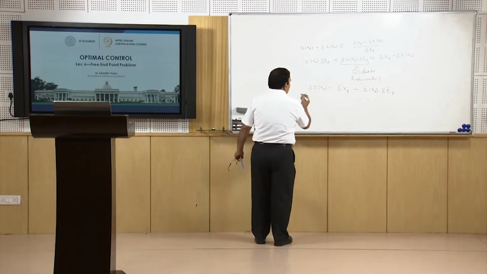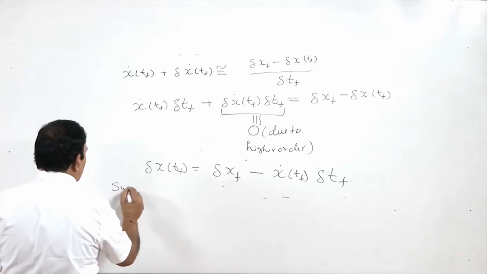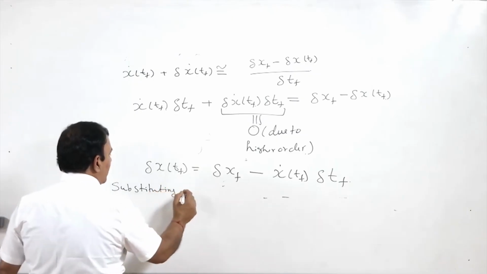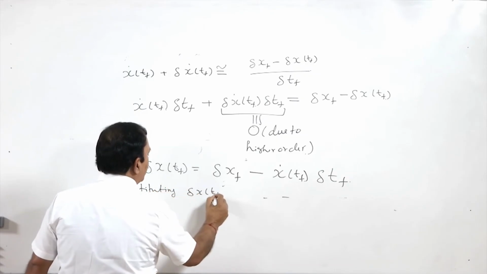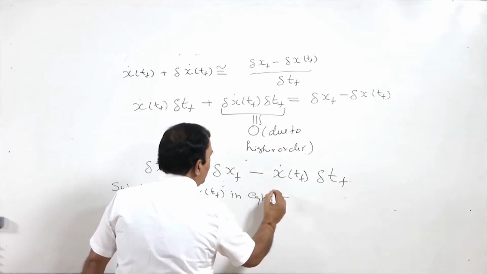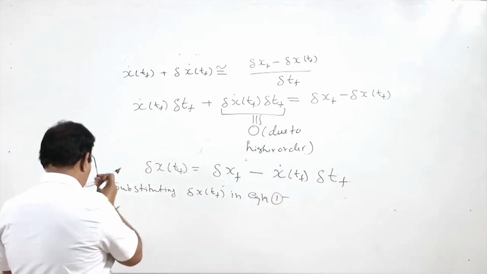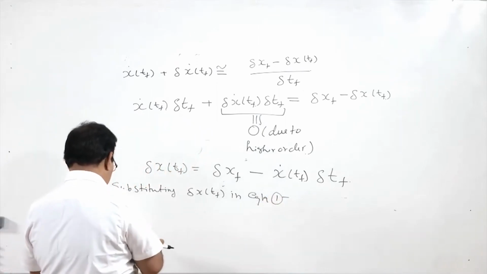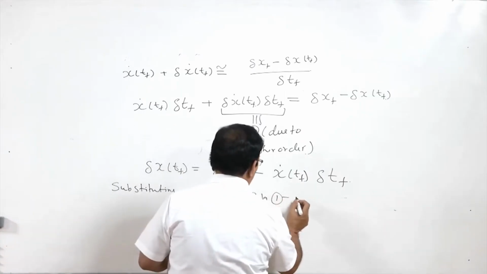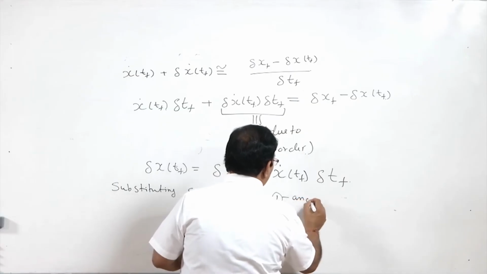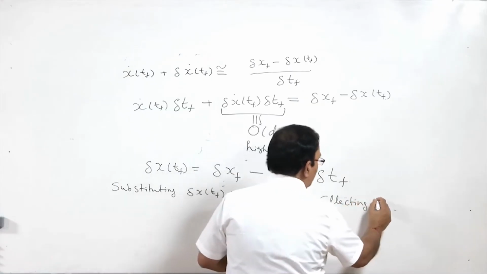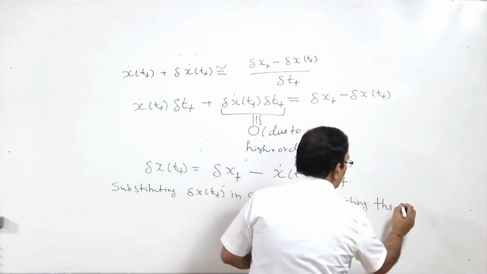So, substituting delta x Tf in equation 1, and collecting the first order term.